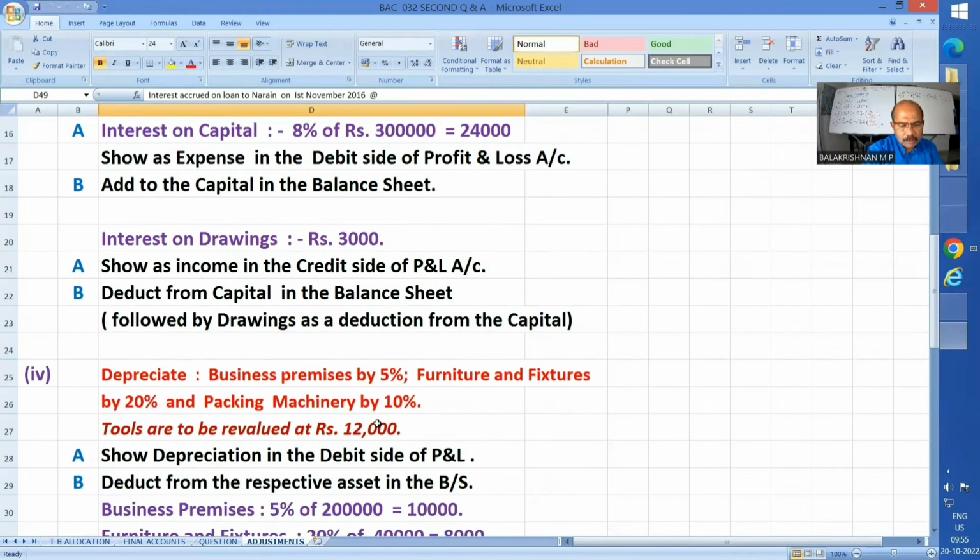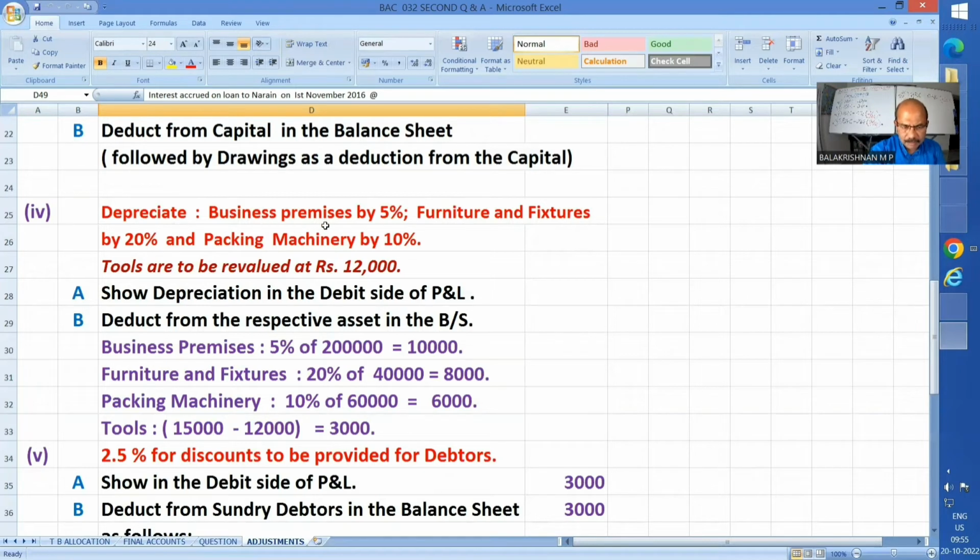Interest on drawings, rupees 3,000, is the reverse of the previous case. Show as an income in the credit side of profit and loss account. Deduct from capital in the balance sheet, followed by drawings as a deduction from the capital. What I mean to say is, both the drawings as well as the interest on drawings are charged to the capital. Both are to be deducted. Okay, we'll be very thorough when we take up the balance sheet.